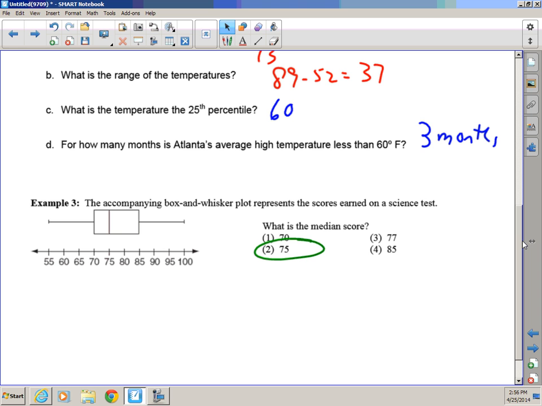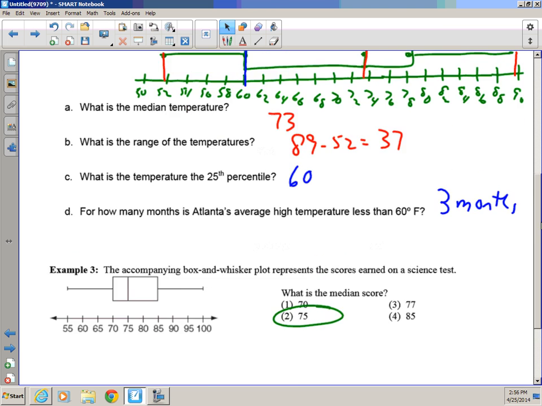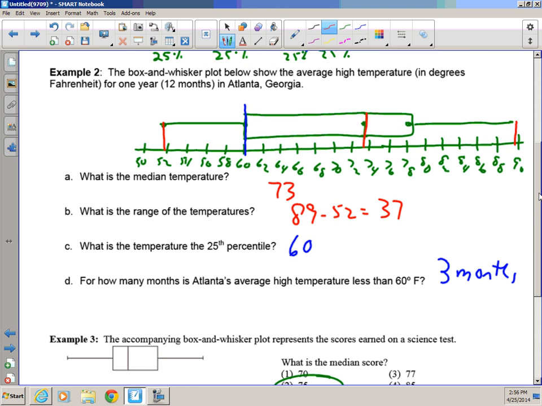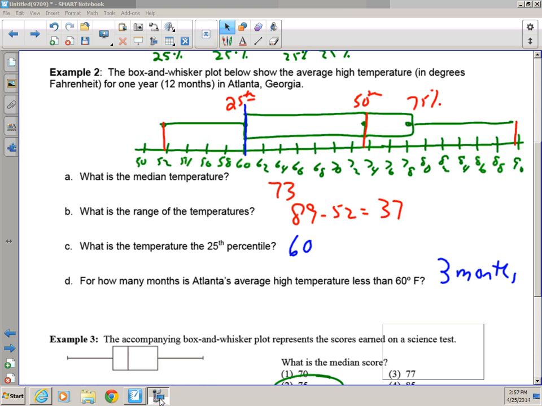Okay? And the other thing I just wanted to point out, let me just go back for one quick second. So this is the 25th percentile. This is the 50th percentile and the 75th percentile. Okay? So that's one of the things that they like to ask a lot on Regents in terms of tying in that information to percentiles.